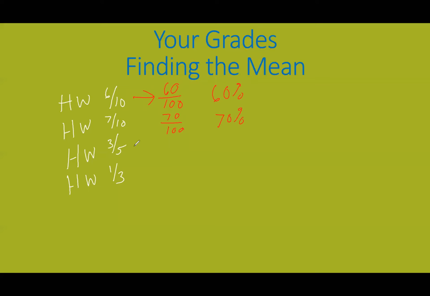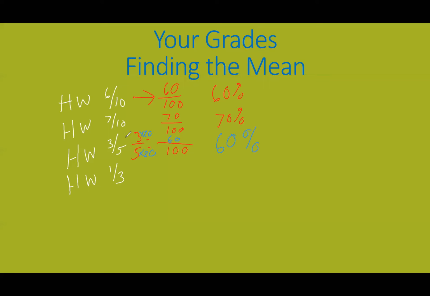Now what about that 3/5? We need to get 100ths out of that, don't we? So how do we turn 3/5 into hundredths? Well, 5 times 20 equals 100. So 3 times 20 is going to equal 60. So this is going to be 60%.